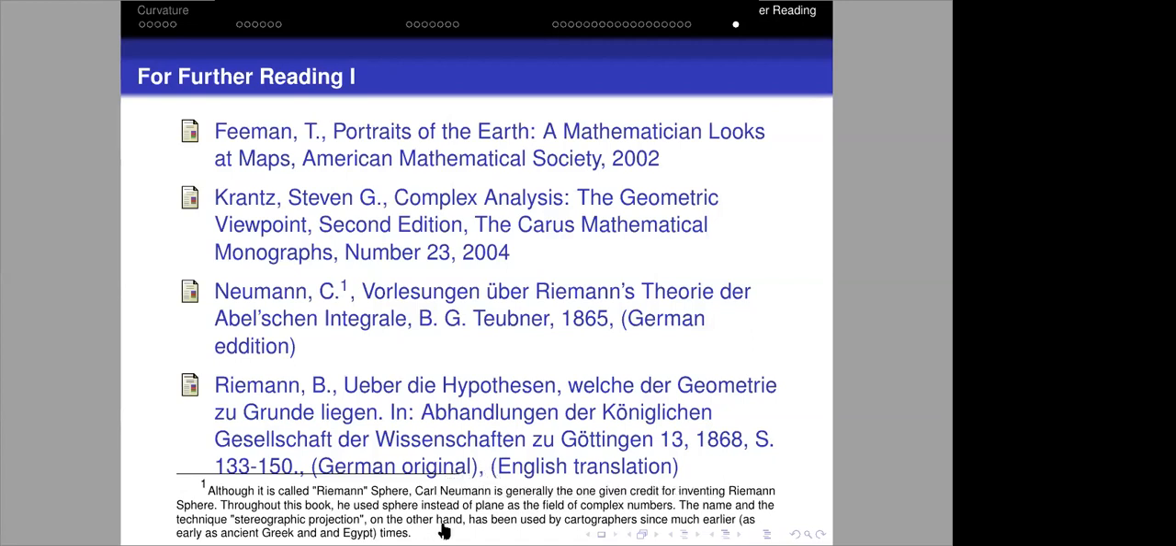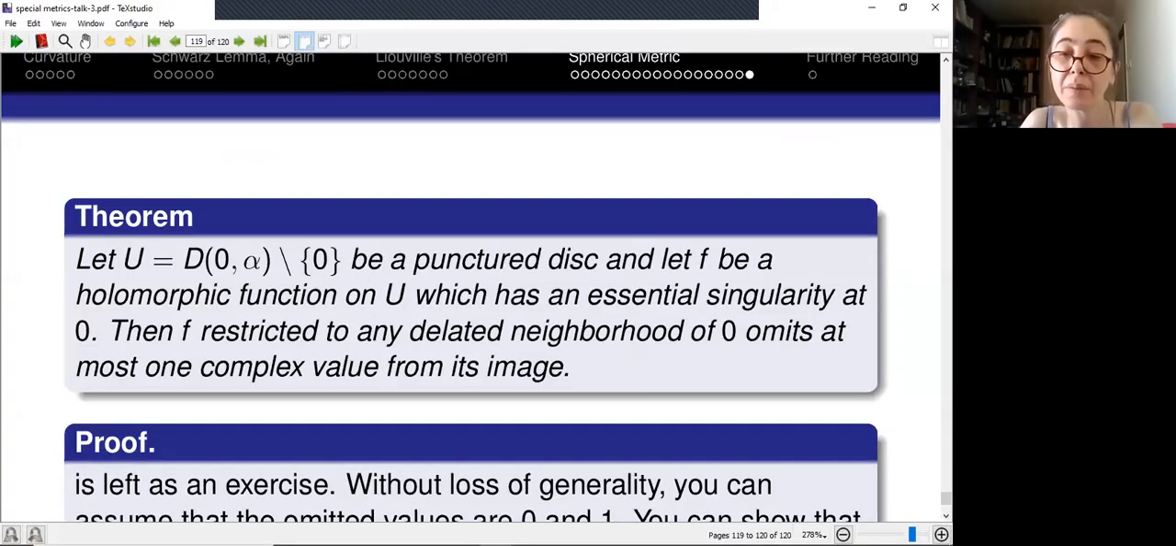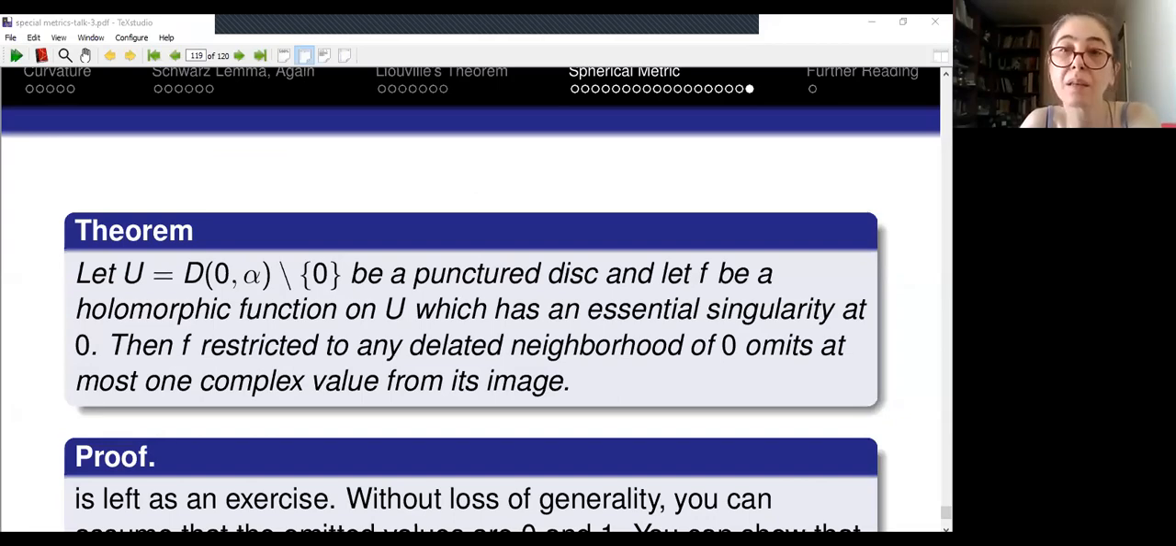Yes. I have to unshare my screen to see that. Oh, let me tell you then. Is this Picard's big theorem? Yes. I forgot to write it in the caption of the theorem. Okay. So let me share it again and show you.